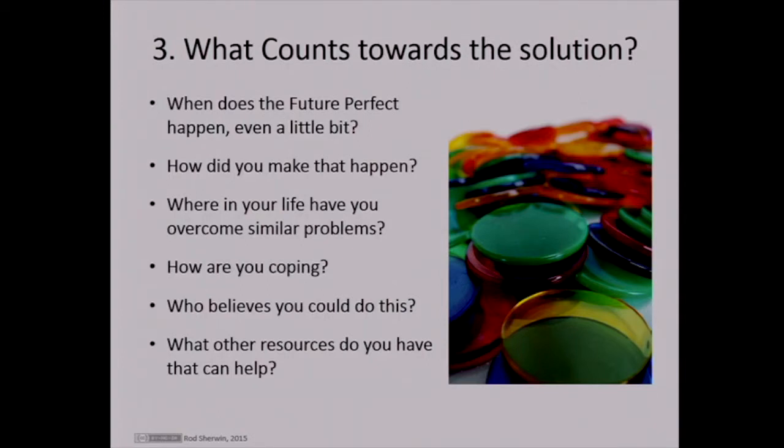But anyway, this question: when does the future perfect happen even a little bit? Now you've got an idea what the ideal world looks like, what life is like without the problem. So where is there already evidence of that occurring? How did you make that happen? And then, again, that's sort of 70-80% of what you can dig into.